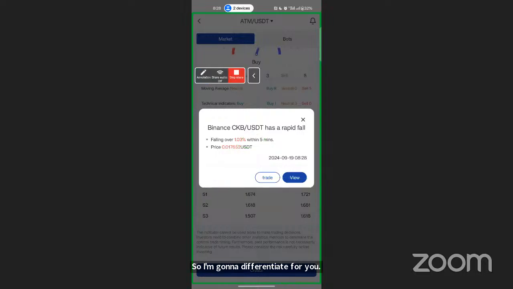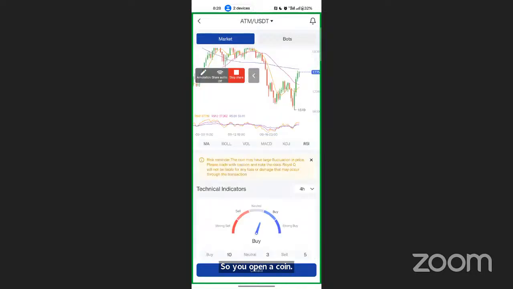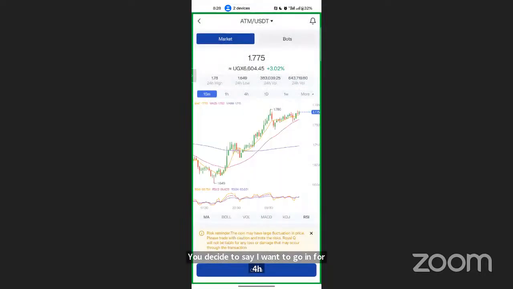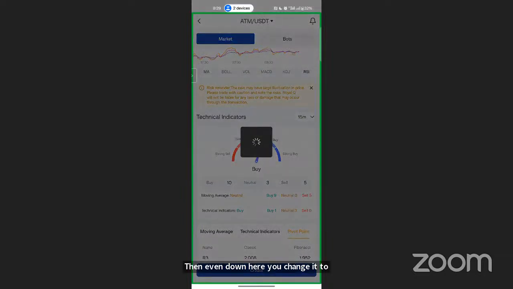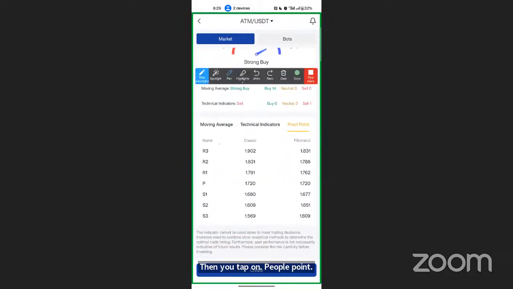Now we have 2 types. You open a coin like this one, you choose a time zone. You decide to say, I want to go in for 4 hours, or I want to go in for 15 minutes. Then even down here, you change it to 15 minutes. Then you tap on pivot point. So it's going to give you, am I making sense? Here we have resistance 1 to resistance 3, support 1 to support 3, and we have the pivot. In most cases, the pivot will be the same.